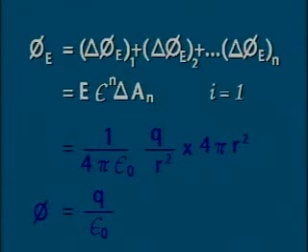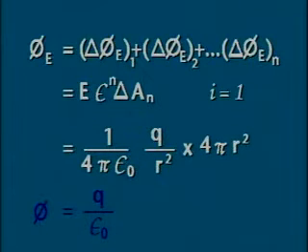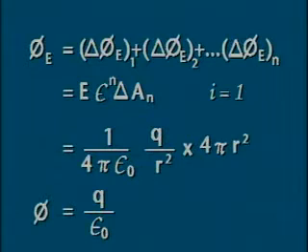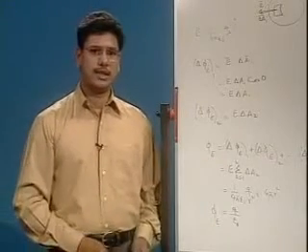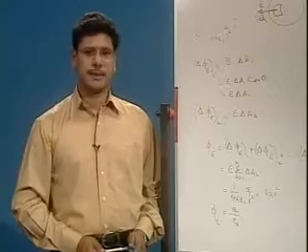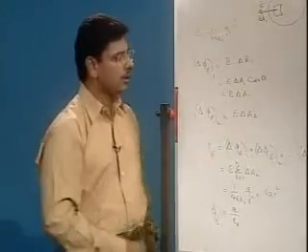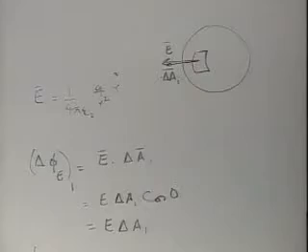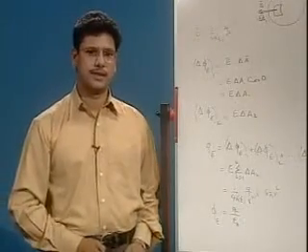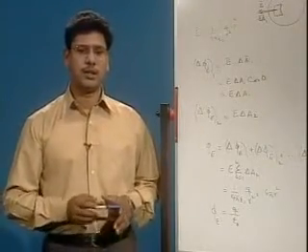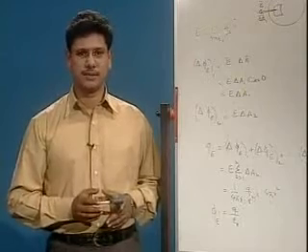Now this represents the total surface area of the sphere, which is equal to 4 pi r square. Now multiplying this with the electric field intensity, I get phi E equal to q over epsilon naught. Now this result tells me two very important things. The flux only depends upon the charge present inside the body and the medium present inside the surface. It does not depend upon the shape of the object.